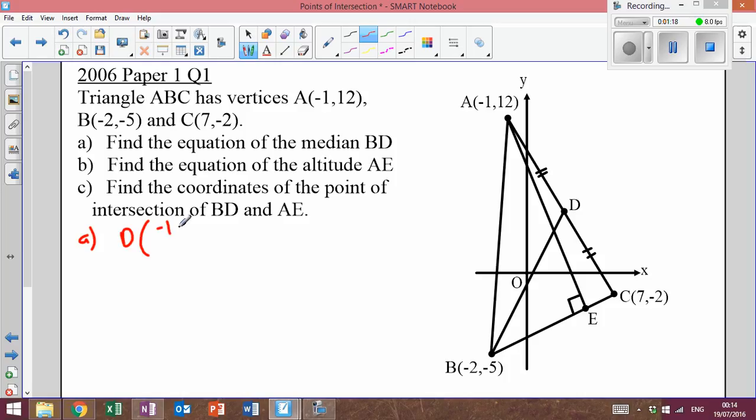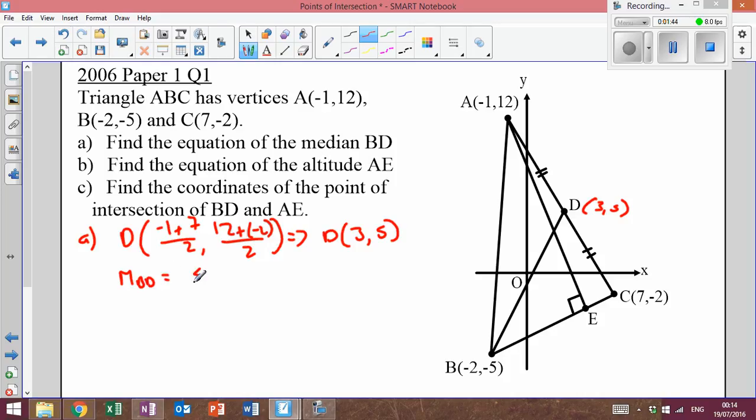Okay, so we know the midpoint is halfway between your x coordinates and then halfway between your y coordinates. So that means the point D is 3, 5. Okay, now we know this point D is 3, 5. Let's write it on. We can find the gradient of BD.